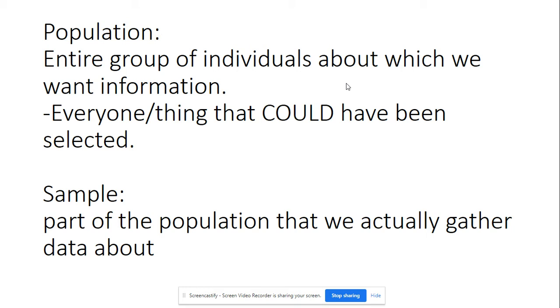Now, in general, the difference between population and sample, you should have at least had an idea of what that is before you came to my class. But true definition of it gets a little bit pickier than you have to do in your other classes. And you go ahead and write beside the sample part of the population we actually gathered data about or from. So you go ahead and write that definition of sample.